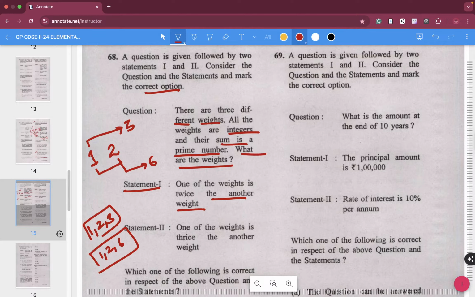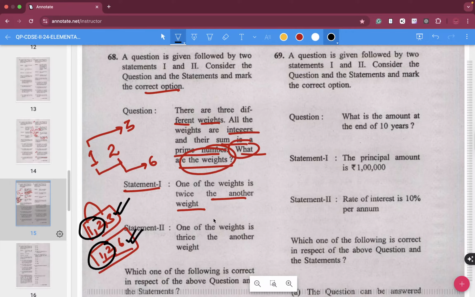One of the weights is twice the other weight, and one of the weights is thrice the other weight. What question are they asking here? What are the weights? You know for sure that 2 of them are 1 and 2, but the last one could be either 3 or 6.